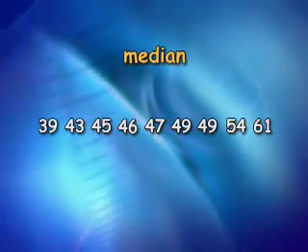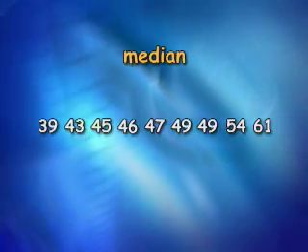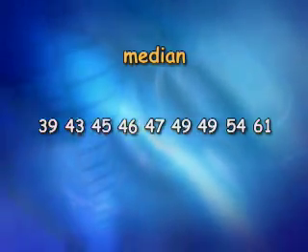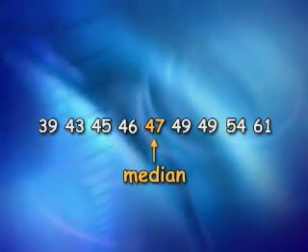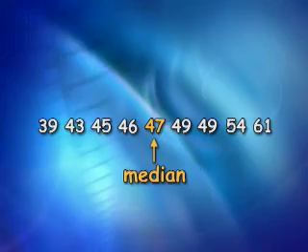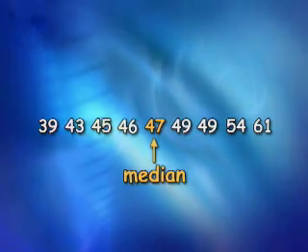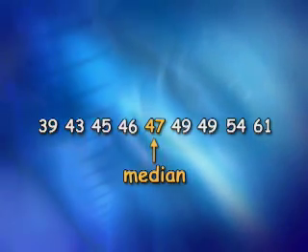To determine the median, we have to count the number of items in the set. There are 9 numbers in this set, so the 5th number is the middle number. That's 47. So 47 is the median of this set. The median breaks the set into 2 equal sets.